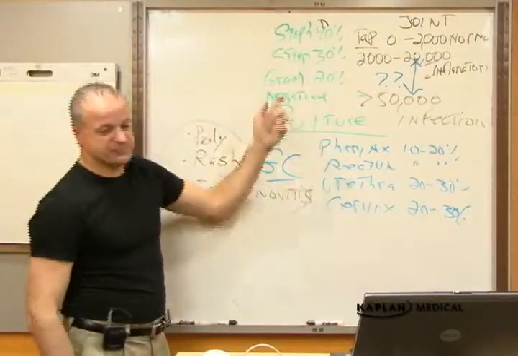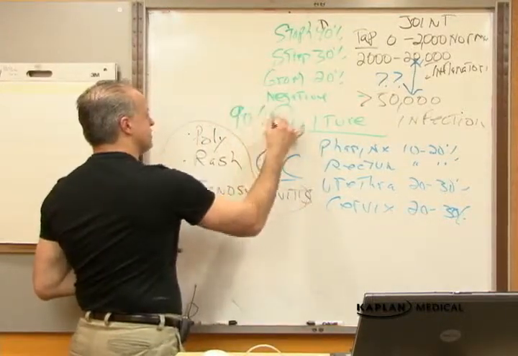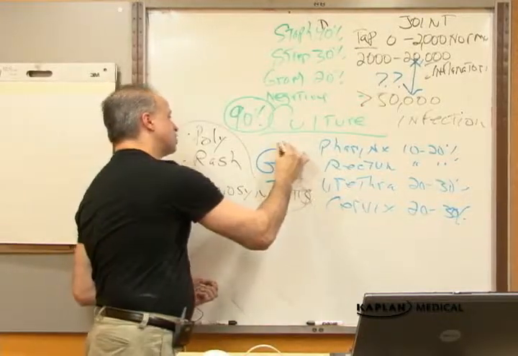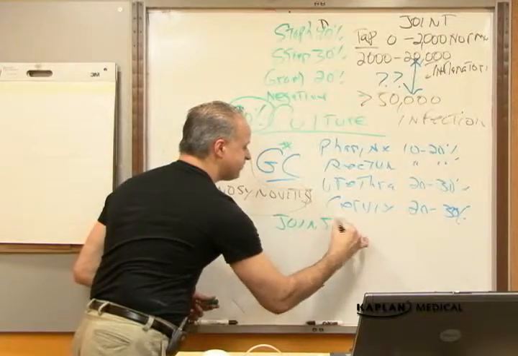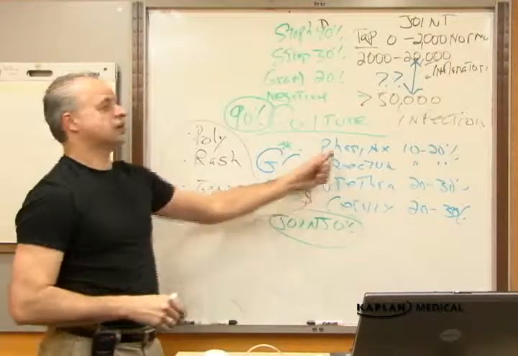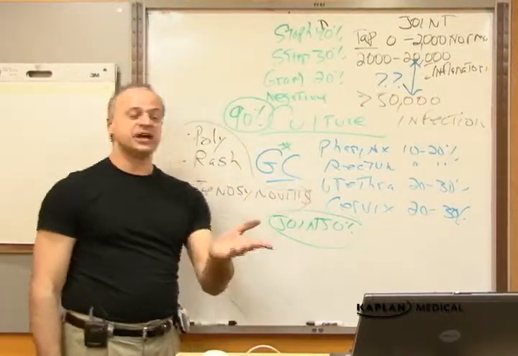Staph and strep and gram-negatives. The culture has a 90% sensitivity. Very good, you're done. What about gonorrhea? The joint fluid culture, the joint is only going to be positive in 50%. How do I know it's disseminated gonorrhea? You culture up and down and all around. How do I know to culture up and down and all around?